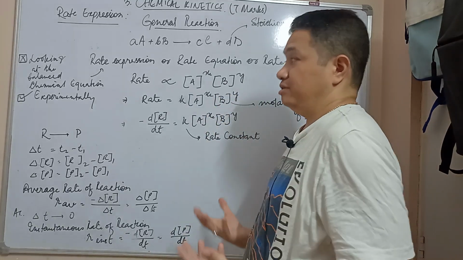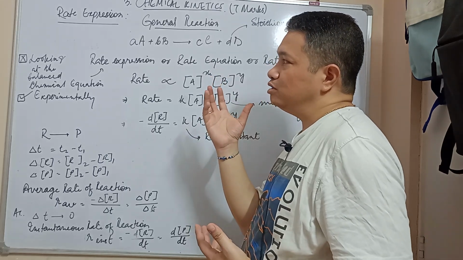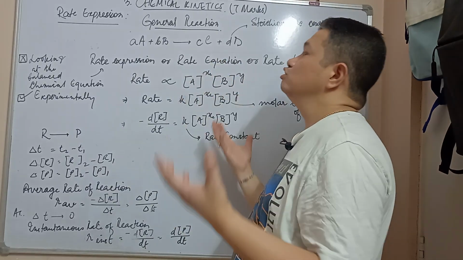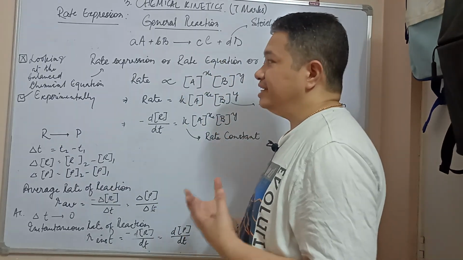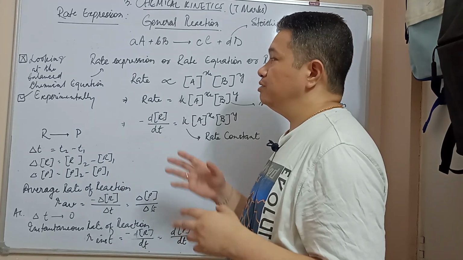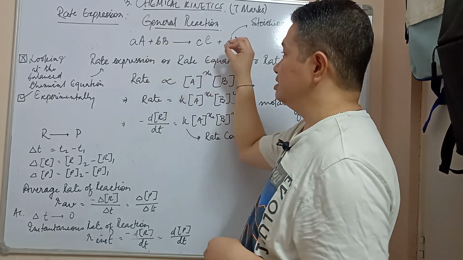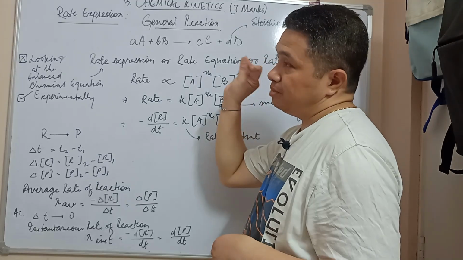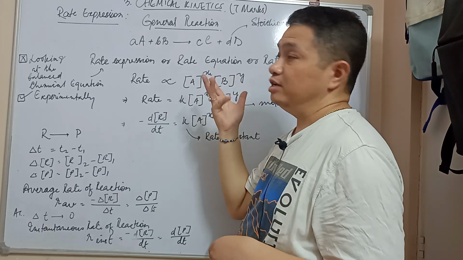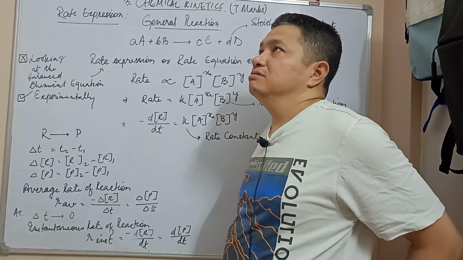The rate of the reaction is the rate of disappearance of the reactant or the rate of appearance of the product. It is the change in concentration per unit time, which may be per second, per minute or per hour.